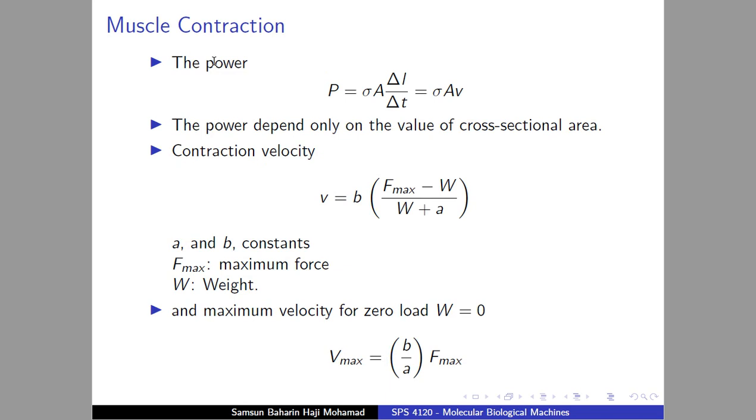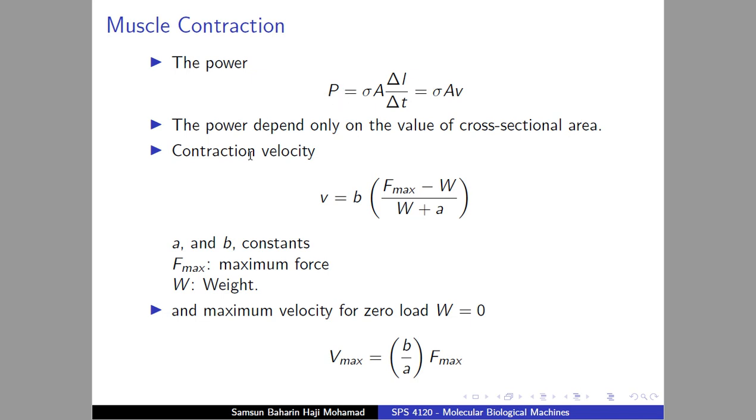Okay, and the power, from our physics, P equal to sigma A V, where V is the velocity of the movement. The power depends only on the value of the cross sectional area. If A changes, the power also changes.